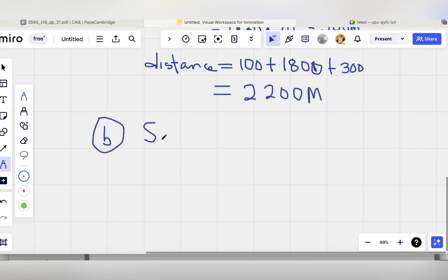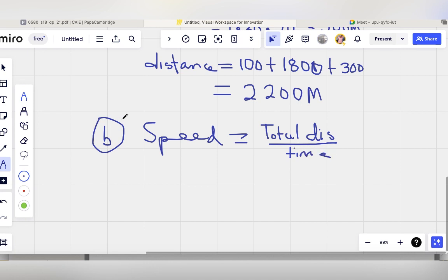Speed is equal to total distance. T distance means total. Total distance over total time taken. So I write distance in short: total distance over the total time that it took the train to cover the whole distance. So that's the average speed.